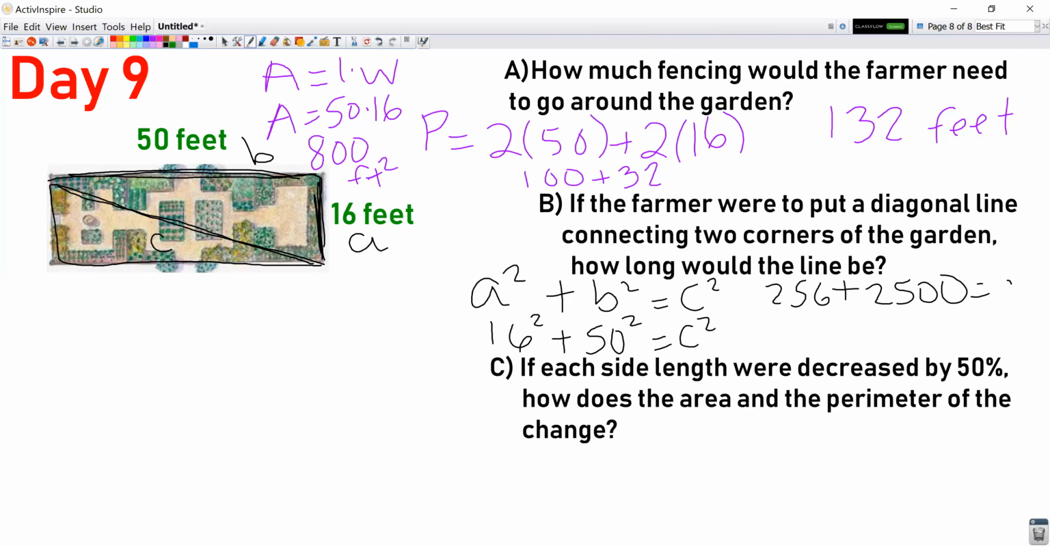Do you know how much it changed? If you said by 25%, this is 25% of 800, you are correct. You could also say it changed by a fourth. So it got 4 times smaller, okay?